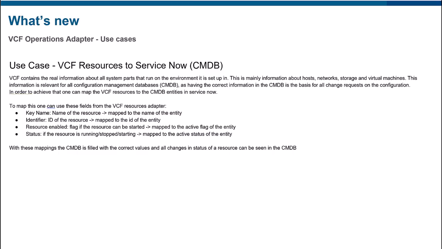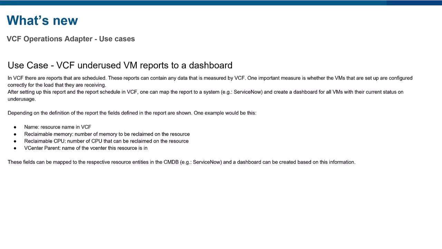The one is resources to ServiceNow, as I already said, where there's the name mapped over to an entity in ServiceNow, and then of course status, an enabled flag, these kinds of things. And the second use case would be reports, for example, underused VMs, and then putting that into a dashboard. Could be any kind of dashboard, any kind of system where we can put that to.